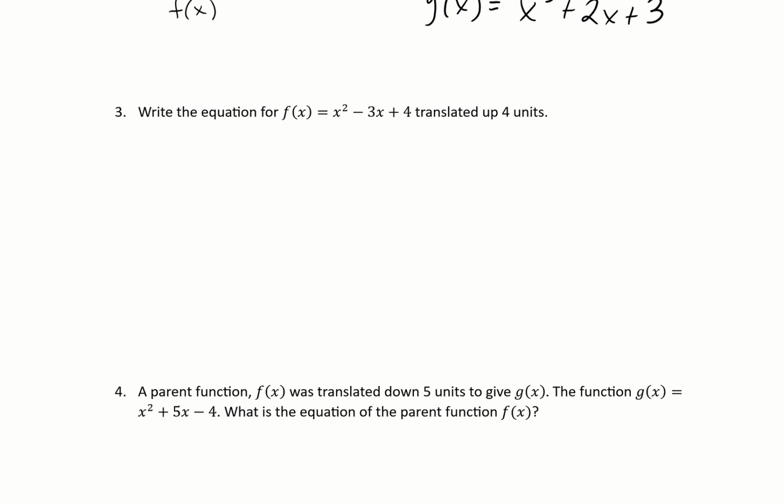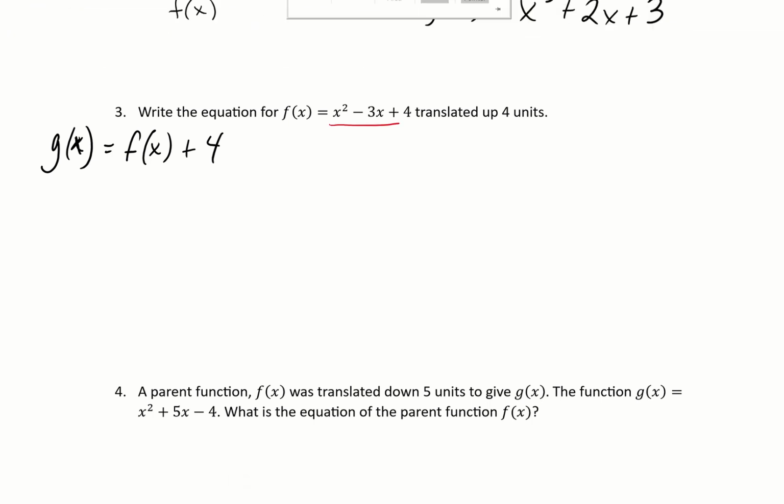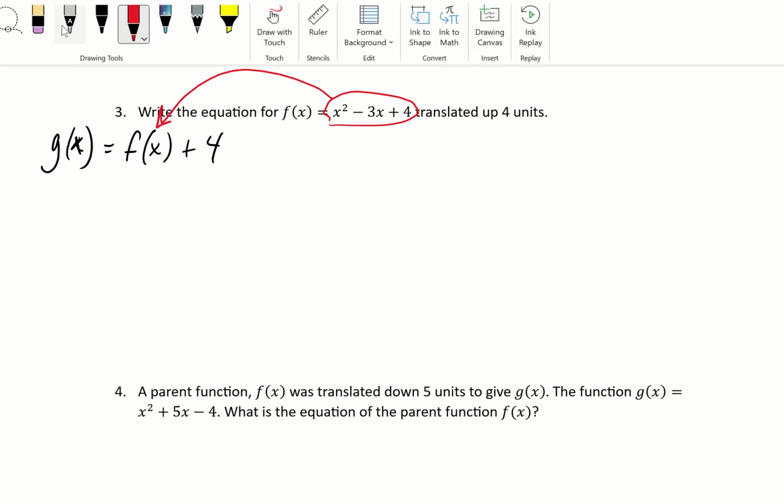So here they're telling us f of x is x squared minus 3x plus 4, and we need to move it up 4 units. So my new function, again, I'm just going to call it g of x. That's something that I'm making up and I'm defining, is equal to f of x, and if we need to translate up, we add 4. Now where I see f of x, I'm going to put in what f of x actually represents into this new equation.